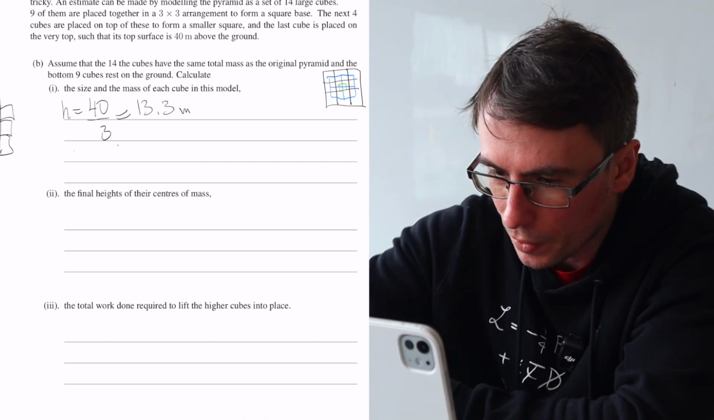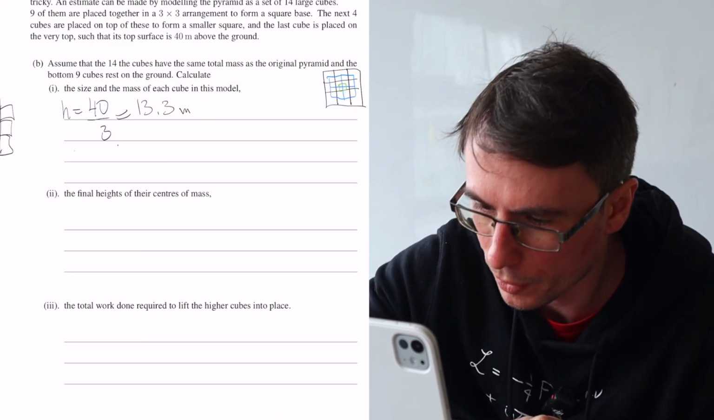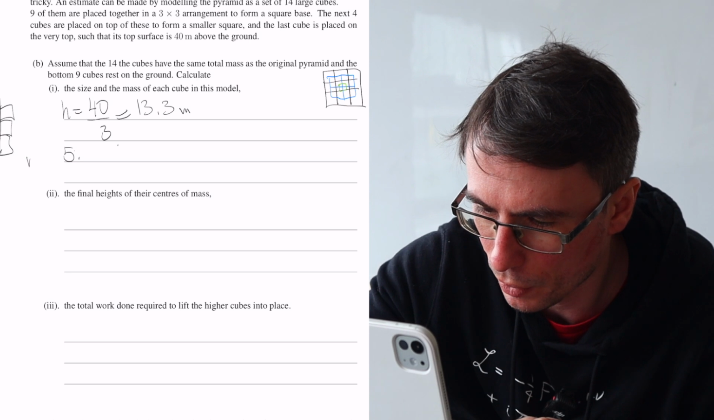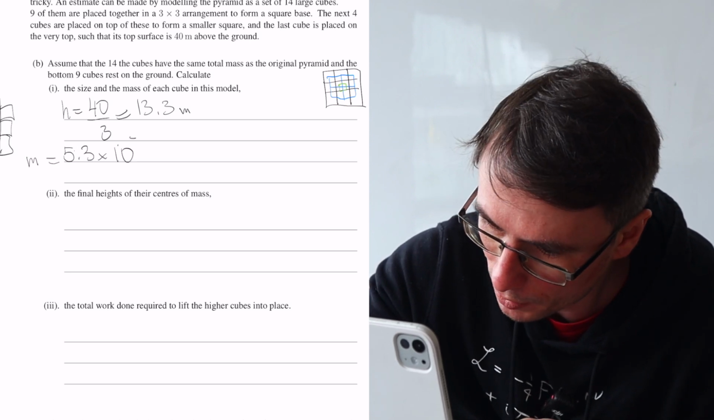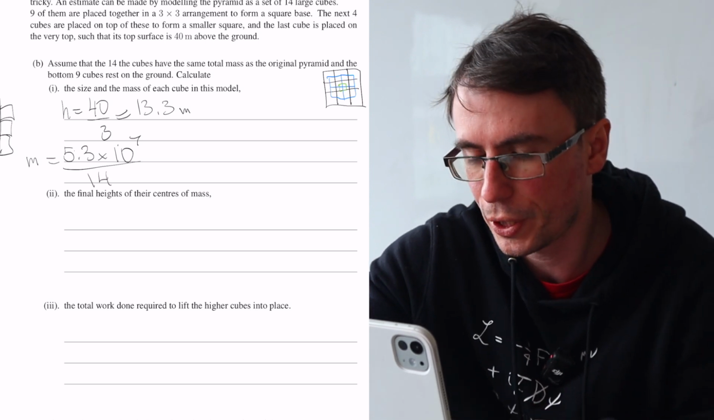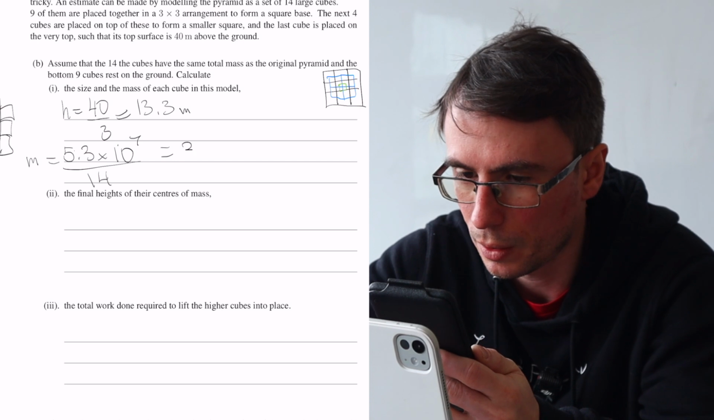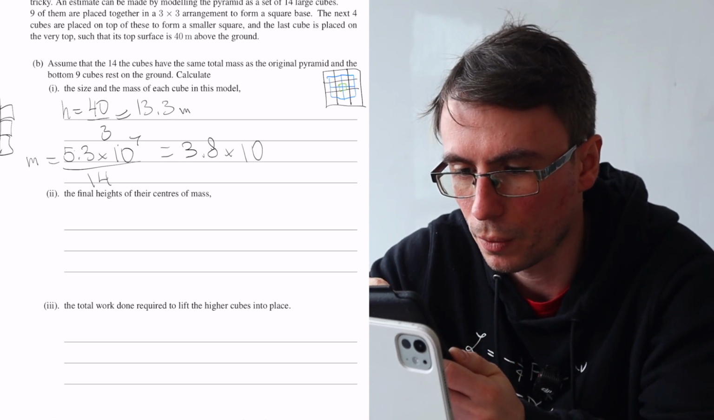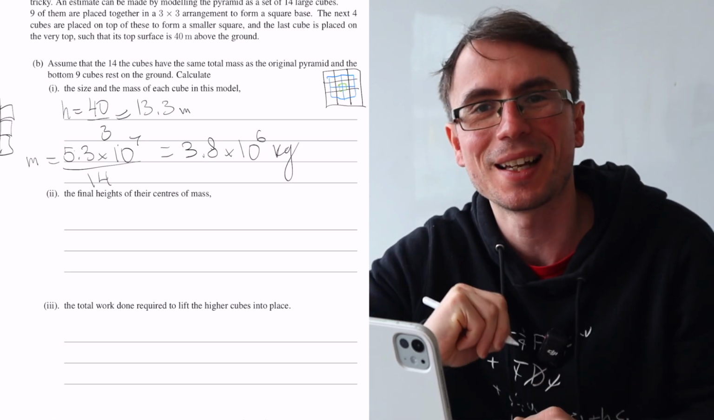Similarly for the mass, in the previous question, we found the total mass to be 5.3 times 10 to the power of 7. So the mass of a single cube is going to be 5.3 times 10 to the power of 7 divided by 14, which is going to give me, let's call it 3.8 times 10 to the power of 6 kilograms.